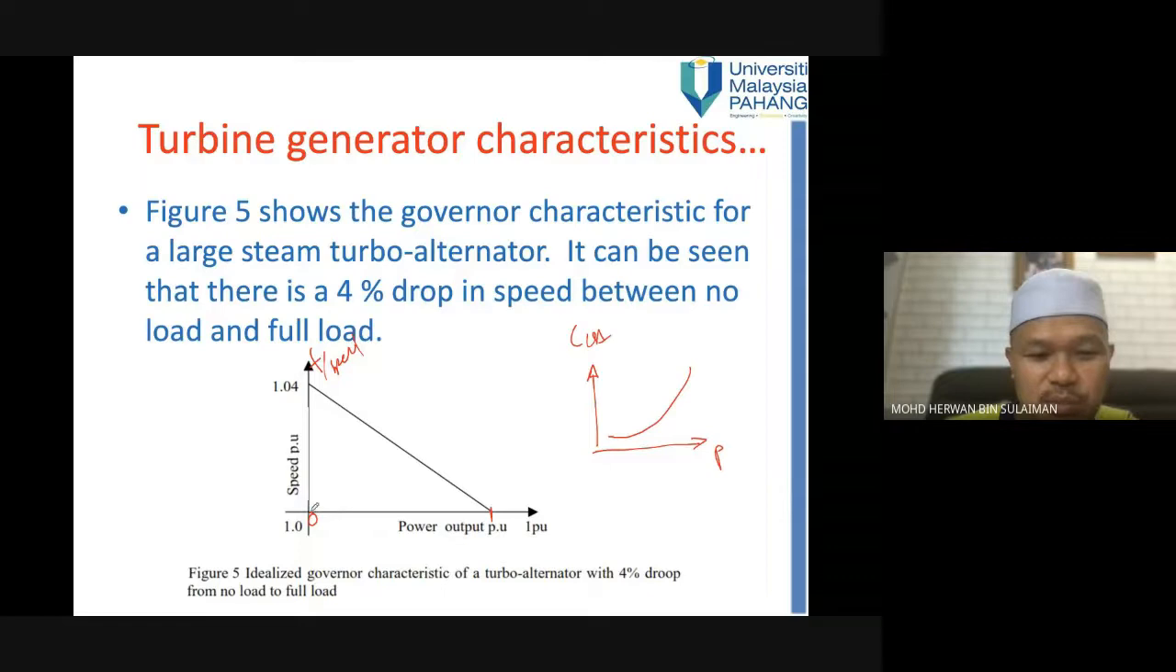So but at speed start dengan 1 per unit. Meaning that this one is 1 per unit. Okay, 1 per unit, this one is 1.04. So this is the idealized governor characteristic, 4% droop. Kan drop or droop. Kalau 5% droop, maknanya sama. Tapi dekat sini ialah 5% lah, 1.05. Okay, kalau 6%, 1.06. So kita akan guna segitiga ni banyak lah dalam kita punya analisis.